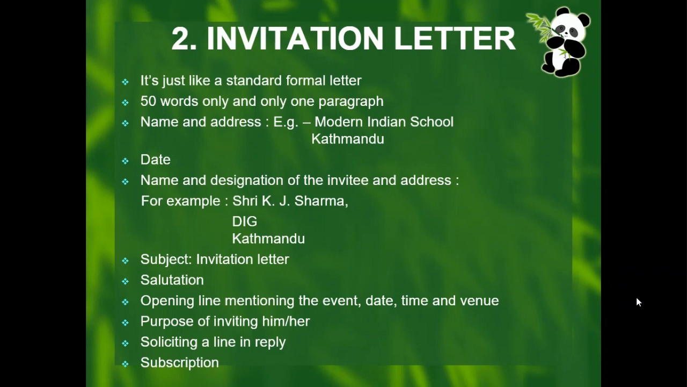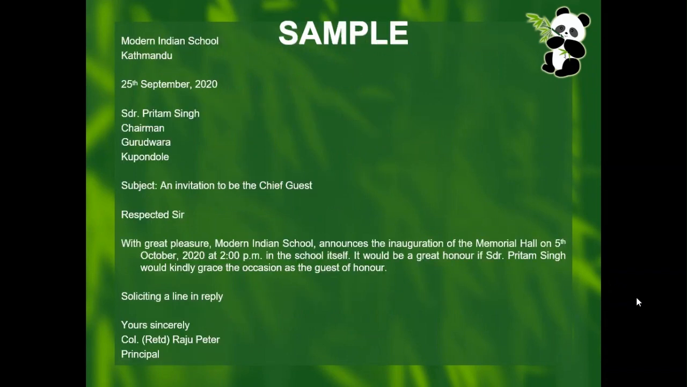So name and address, then followed by a date, then name and designation of the invitee, his address. Okay, the subject, it would be invitation letter. Then you begin with the salutation and the opening line mentioning the event, the date, time, and venue. Then the next sentence would be the purpose of inviting. Maybe you're inviting that person to be the chief guest, or maybe a judge. Okay, and at the end you close the letter by writing soliciting a line in reply, and then your subscription, that means your name, your designation, and all. This is how it looks like.